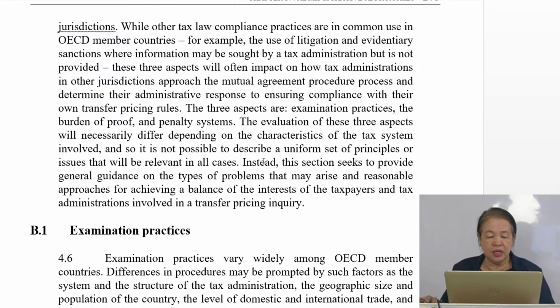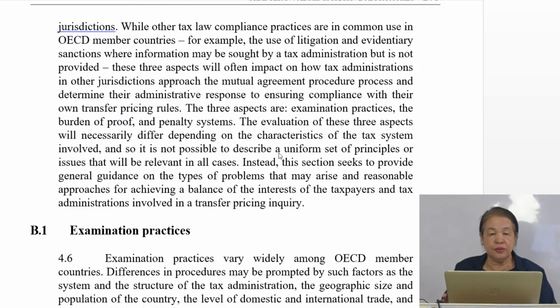The evaluation of these three aspects will necessarily differ depending on the characteristics of the tax system involved. And so, it is not possible to describe a uniform set of principles or issues that will be relevant in all cases. Instead, this section seeks to provide general guidance on the types of problems that may arise and reasonable approaches for achieving a balance of the interest of the taxpayers and the tax administrations involved in a transfer pricing inquiry. So, why balance? To be fair, no? To be fair with both.